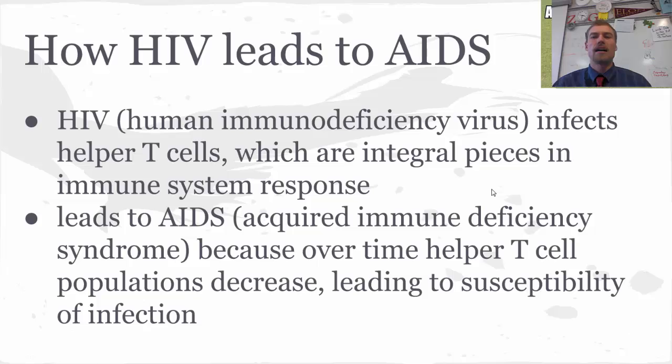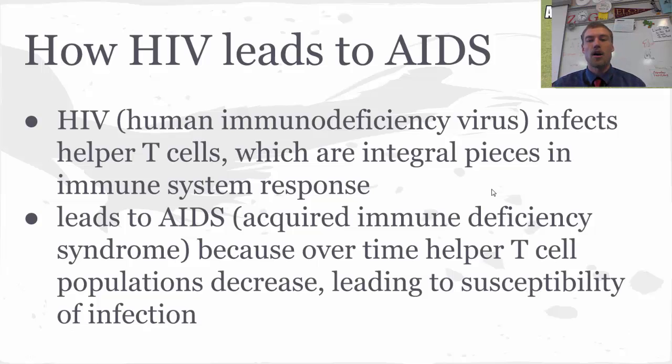So how does getting HIV actually lead to AIDS? Well, HIV, which is human immunodeficiency virus, infects helper T cells, which are integral pieces in immune system response. And we will learn more about the immune system later on. But helper T cells are what facilitate the killer T cells being able to actually destroy incoming pathogens or things that are going to cause disease.